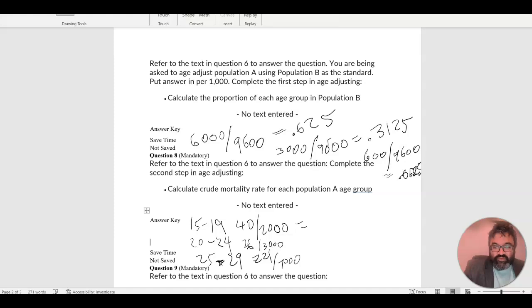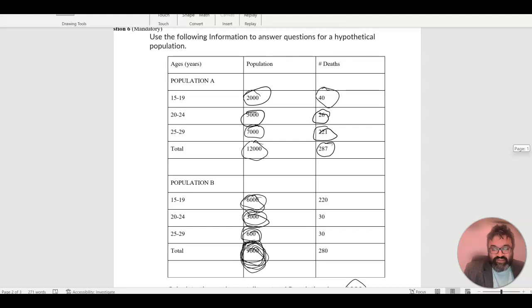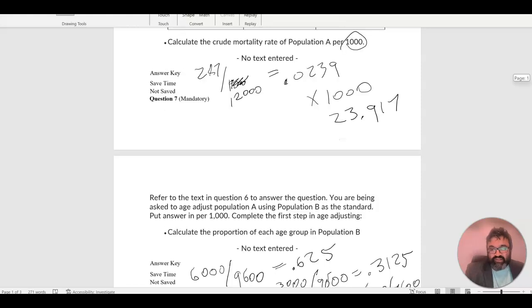So the first equals 0.02, the second equals 0.0087, and the third equals 0.0316. Again, just like I did in the previous step, going into mortality rate: 40 over 2,000, 26 over 3,000, 221 over 7,000, and then 287 over 12,000. Well, this is age group mortality.